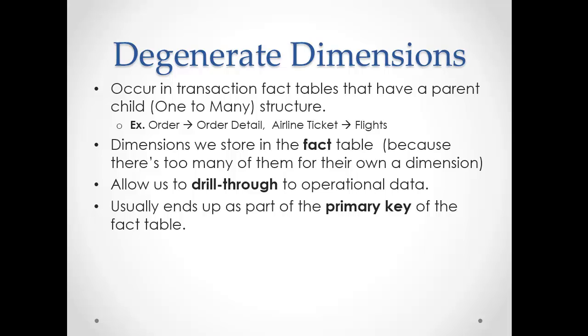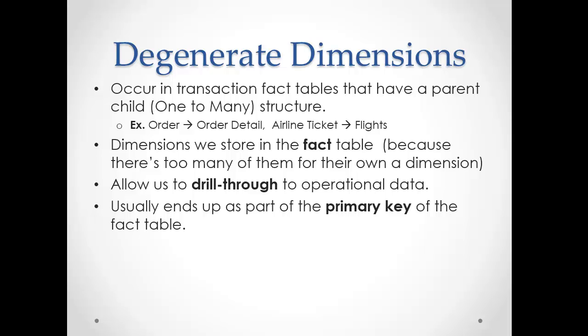Let's talk about degenerate dimensions. These are dimensions that are actually inside your fact table. We store the dimension in the fact table because there are way too many of them for them to have their own dimension. This is usually something like the order number for an order, or the flight number on an airline ticket. This could also be a particular transaction ID. And so we want to just put those values in the fact table.